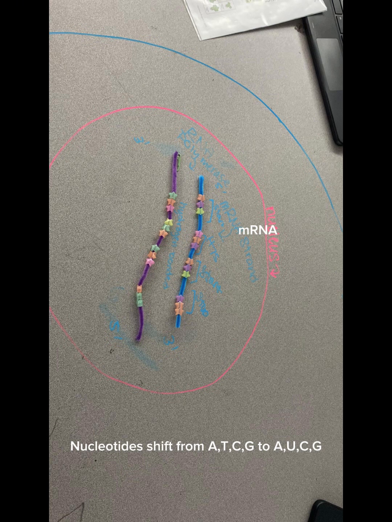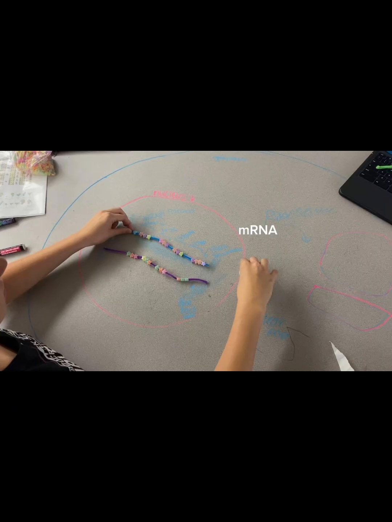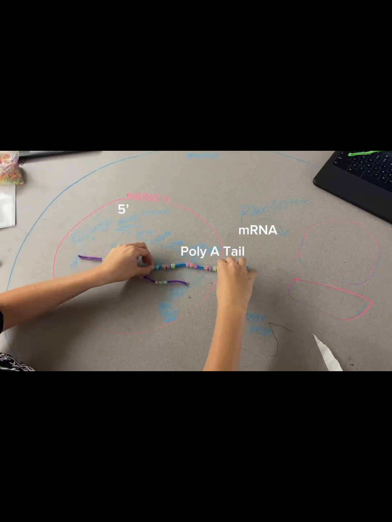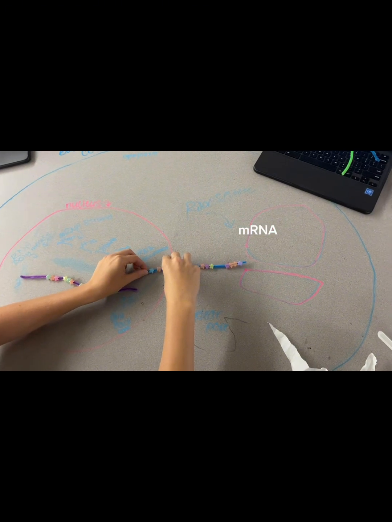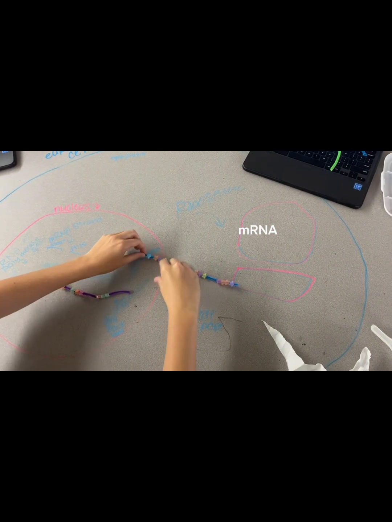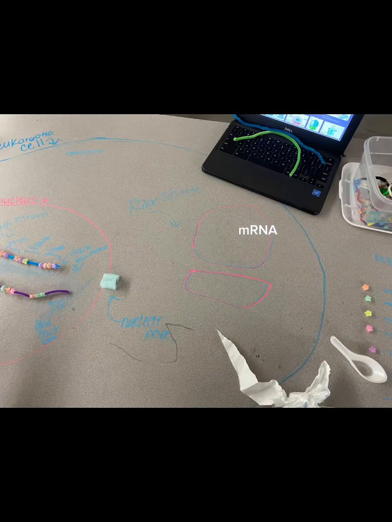A sugar phosphate backbone forms, which stabilizes the single-stranded mRNA molecule. Hydrogen bonds between DNA and RNA break, which frees the mRNA. If transcription is like copying a text, then translation is like reading that text to build something new. In cells, that something new is a protein.